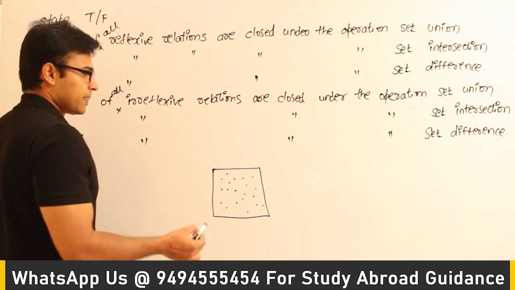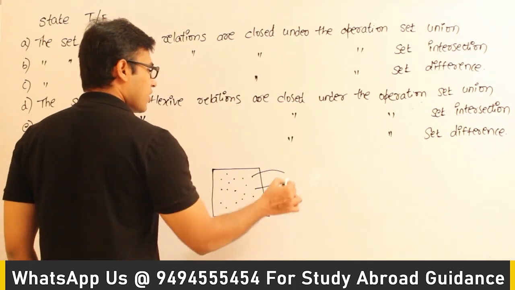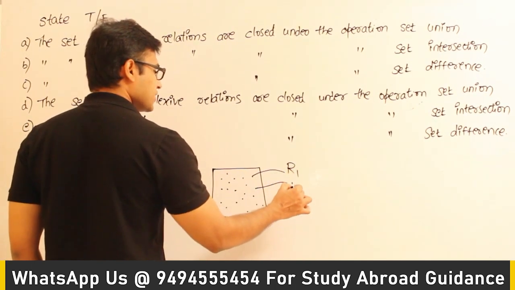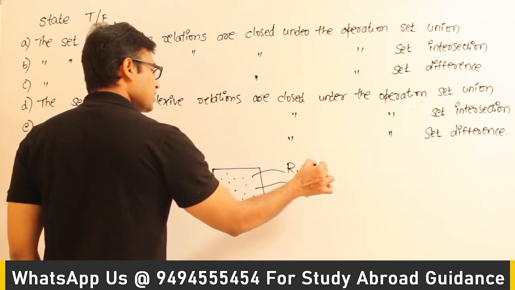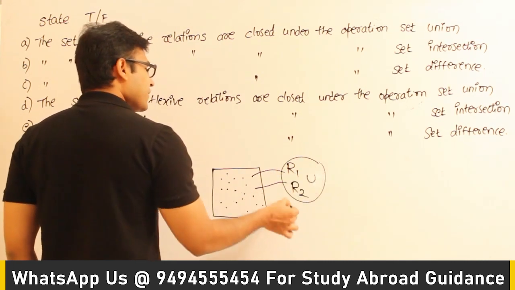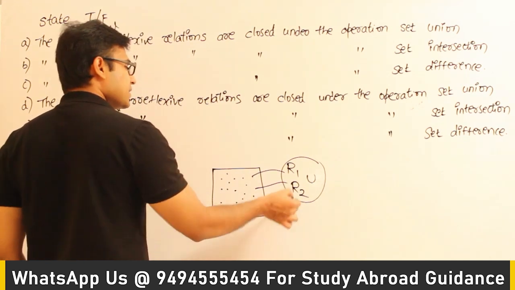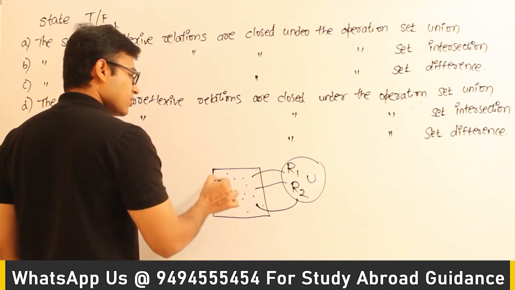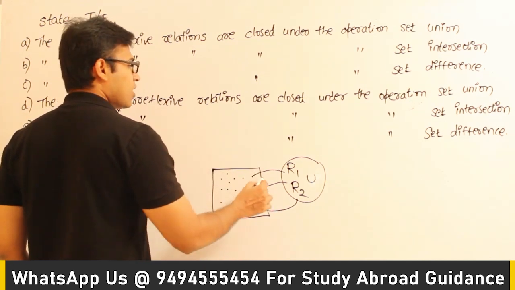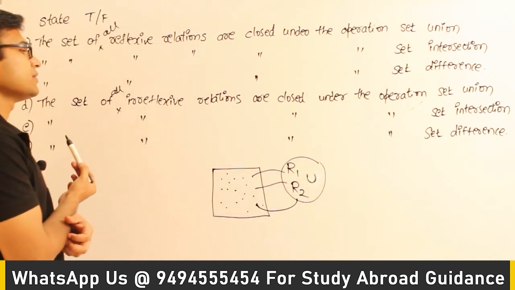It means that if we take any two relations from this set, R1 and R2, which are of course reflexive relations, and if we apply the operation union between R1 and R2, the resulting relation should also lie in the same set, which means the result also has to be reflexive. Then only we can say that the set of all reflexive relations are closed under the set union operation. Okay, that is the meaning of it.